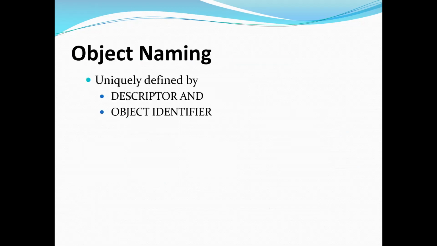Okay. So let's talk a little bit about the object naming. As I said, every variable is uniquely defined by a descriptor and an object identifier. So they're basically key value pairs, a key and a value. And that's it, right? So you have an OID. This is called the OID, by the way, and then there's the descriptor. And the OID is related to the hierarchical organization of your variables in the MIB data structure.